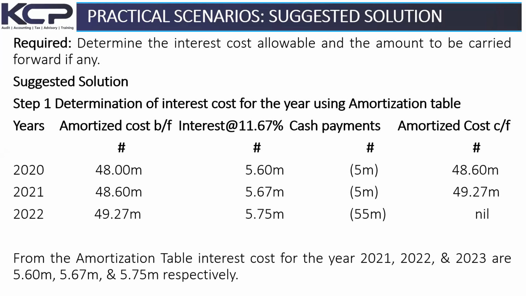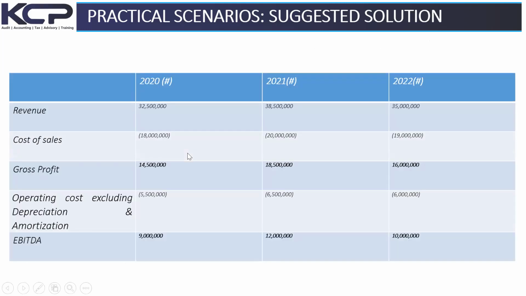Having said all of this, what is now of interest to us is the interest that we have calculated at 11.67% in year 1, in year 2, and in year 3. In year 1, it was 5.67. In year 2, it was 5.67. And in year 3, it was 5.75. So this is now what we want to benchmark against our earlier benchmarking base of EBITDA, 30% of EBITDA.